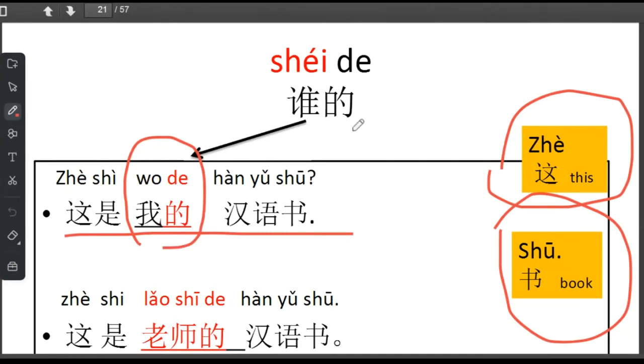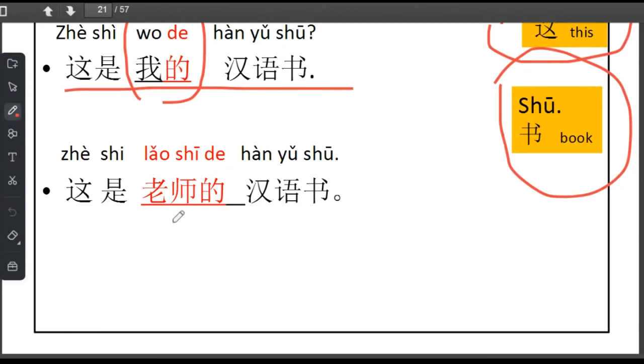Now, if you want to ask a question about 我的, meaning whose book is this, how to make this question? Please don't put whose at the first place, because you just need to replace the questioned part with this one. So the question should be, 这是谁的汉语书? Now please look at this sentence. 这是老师的汉语书。This is the teacher's Chinese book. How to ask this question? 这是谁的汉语书? It's the same.